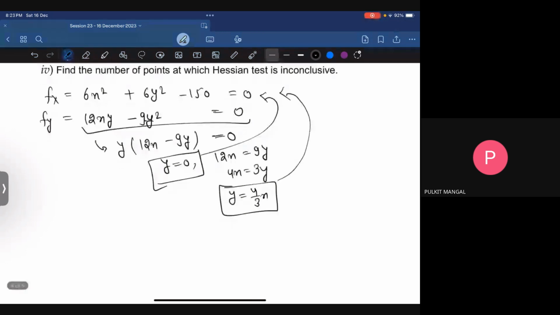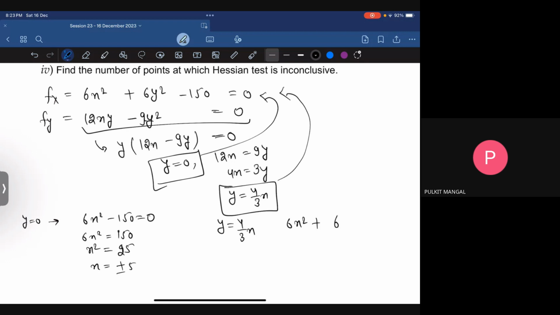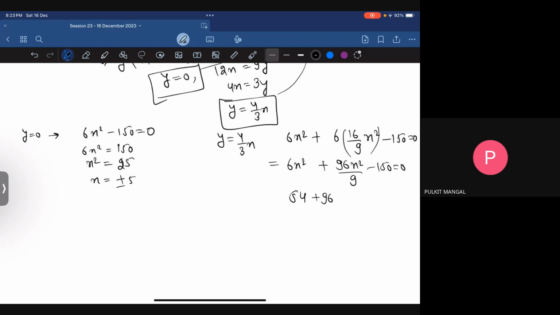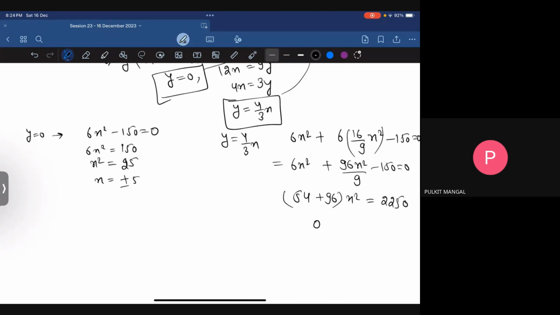If we put y = 0 first, then we get 6x² − 150 = 0, so 6x² = 150, x² = 25. You get two values, that is x = ±5. On y = 4/3 x, you get 6x² + 6 times 16/9 x² − 150 = 0. So there is 6x² + 96x²/9, minus 150 equal to 0.